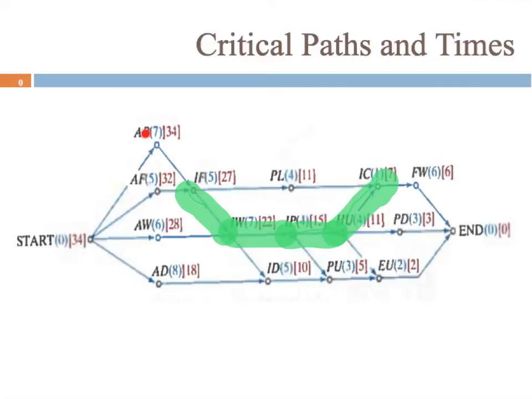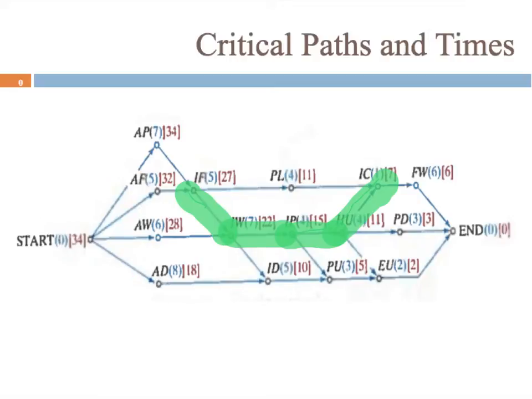So we have a P, which is 7 hours, so that's incident only to IF, so we'll take the 27, plus 7 is 34. Task AF, 5 hours, we'll take 27 plus 5, so 32. Task AW, we're going to take this 22 here and add 6 to make 28. And then task AD, only incident to task ID, so we'll take 10 and add 8, so 18.